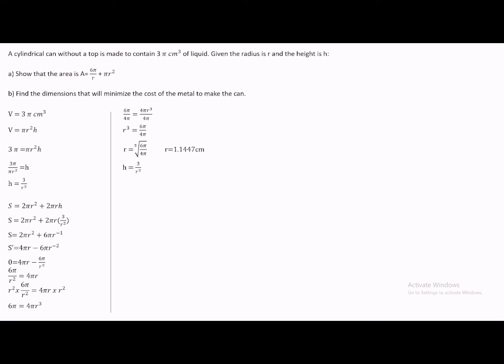For h, we take the expression that we did before and substitute the value of r into the h expression. Calculate it, and we get 2.2895 centimeter for h.